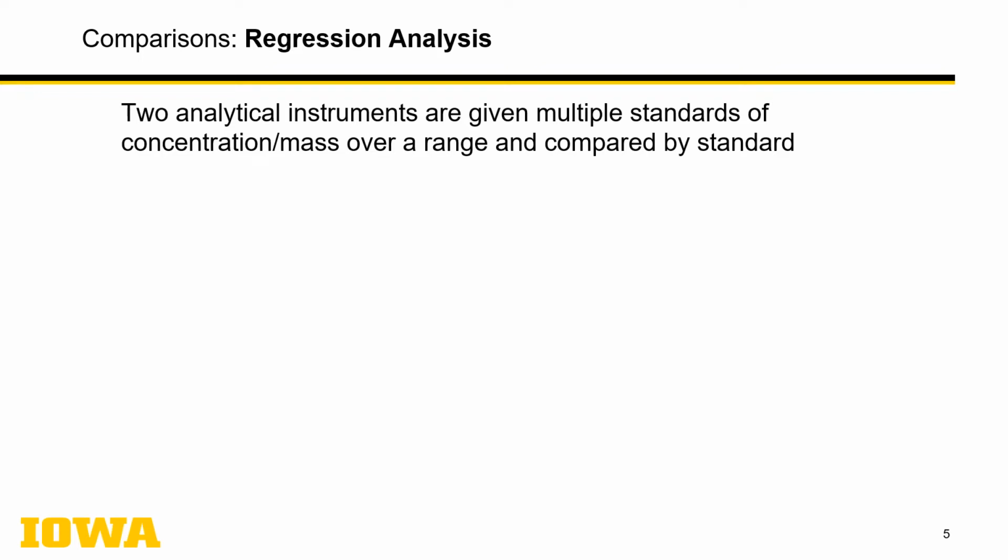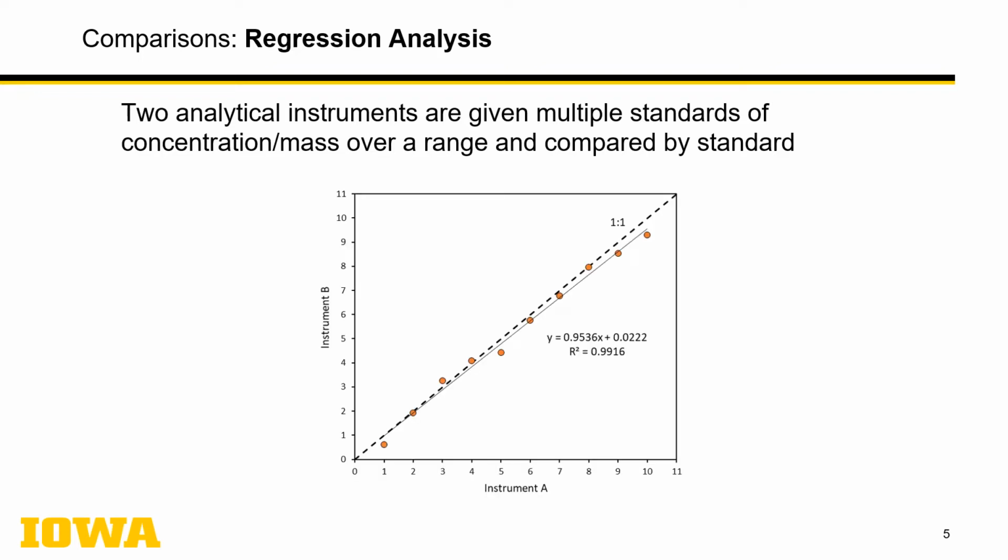All right, then let's try regression analysis instead of correlation analysis. We have two analytical instruments. Again, same exact issue here, given multiple standards over a range and compared by a standard, in this case by regression analysis. So now we have the same plot, except we put a linear regression through it. And now we have the ability to look at R squared instead of R. And we can also see that the slope, which we didn't have before, is very close to 1, 0.9536.